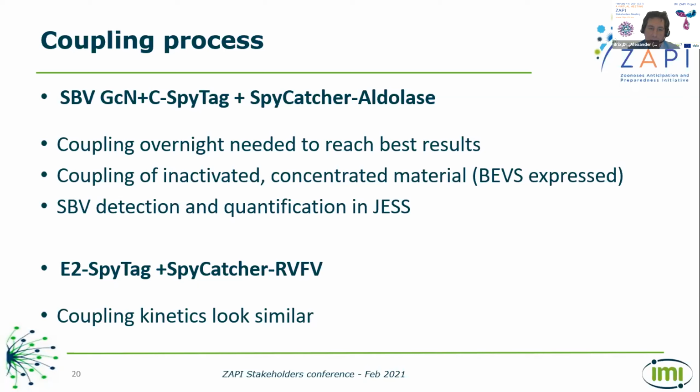This was also done for the SpyCatcher Rift Valley, together with the E2 SpyTag component. And basically the kinetics look similar in our hands. This is still not thousands of liter scale, obviously, with these materials, but we have identified conditions that are robust and that can be used in the future. Next slide, please.